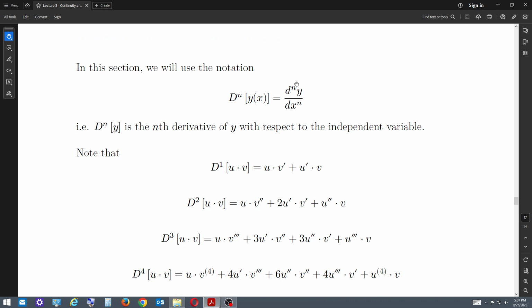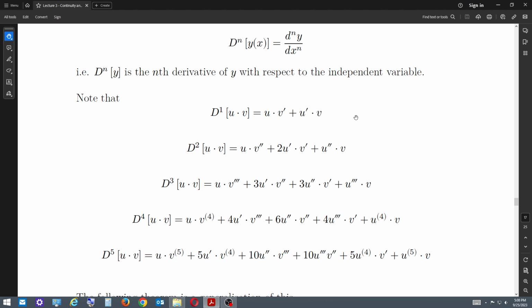Now, when we are talking about Leibniz's formula, in this discussion, we'll be using this notation. Everyone knows that the nth derivative of, let's say, y with respect to x can be written using this notation. We will also at times use this notation, which is d to the power of n, to represent the nth derivative of whatever is inside here. If I wanted the first derivative, I would put d to the power 1, second derivative, d to the power 2, and so on.